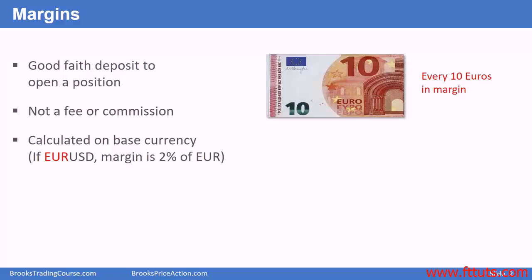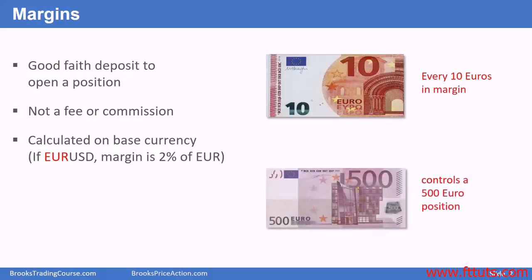And what a margin is, simply, a good faith deposit that allows you to open a position. It's not a fee, it's not a commission. It's calculated on the base currency. So for example, if you're trading the euro versus dollar pair, the margin is 2% of the euro if the broker says your margin is 2%. What that means is for every 10 euros in your account, you can trade up to 500 euros in a position.